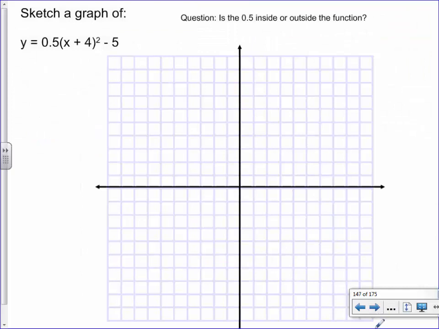Okay, let's do this example. Let's try to sketch this without our graphing calculator.